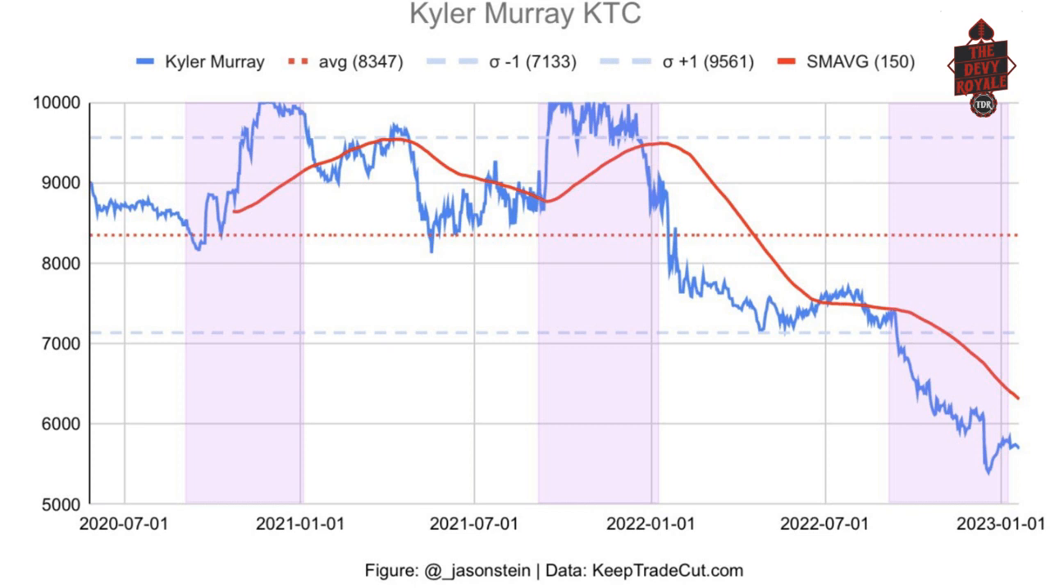So why am I recommending buying Kyler Murray right now? You can see he's traded at the very tippy top from a price perspective. But right now he's trading at around a 5,700 KTC, which puts him at about a QB9. And I personally think that should be way higher. Let me tell you why.